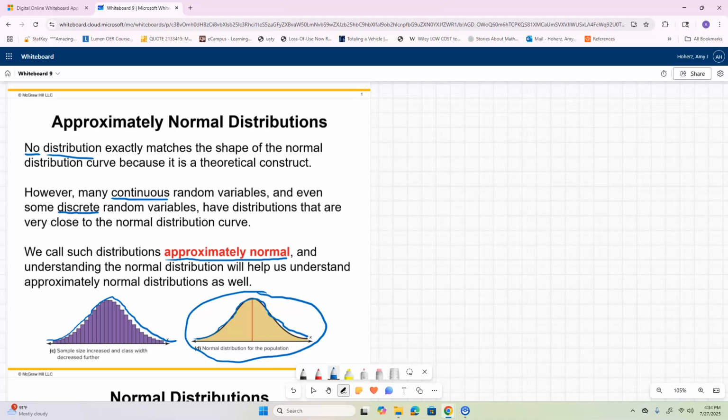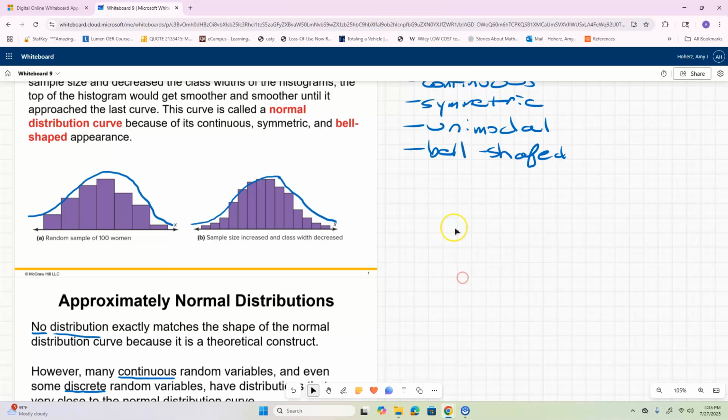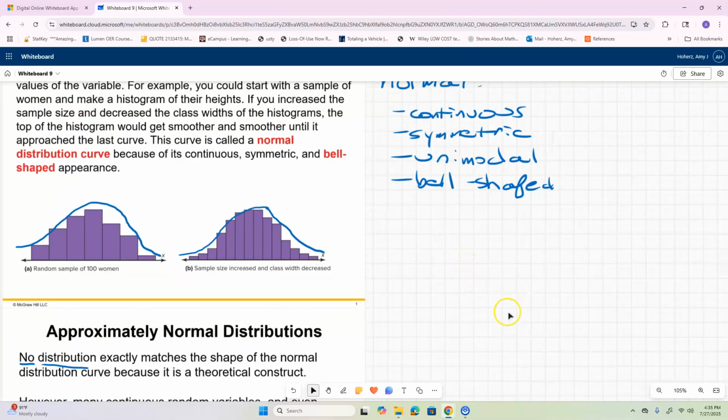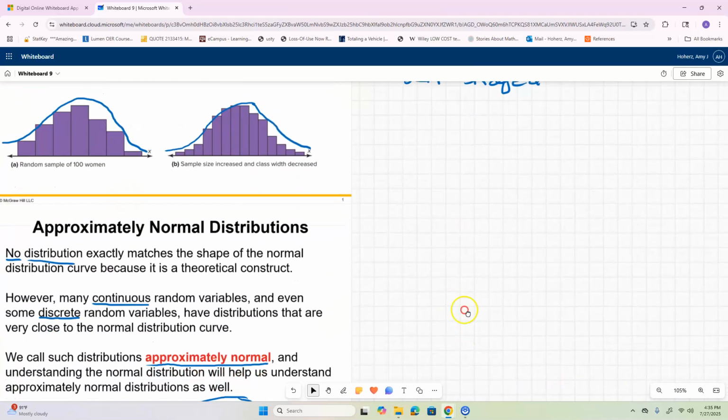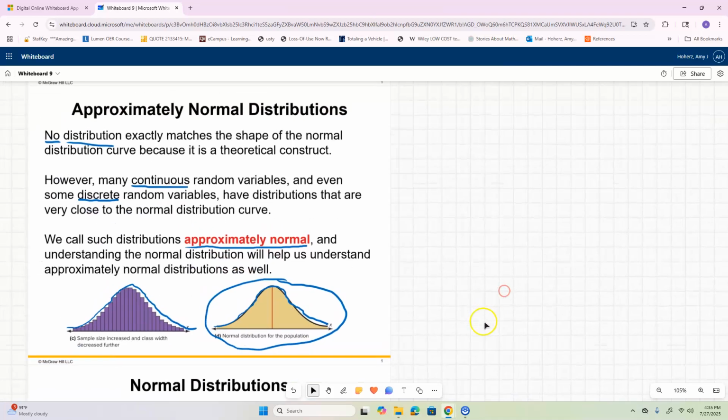It's unimodal, meaning it has a peak at one point and it doesn't have any other peaks. It's symmetric, meaning the left side looks the same as the right side. And what was the other thing? Missing something. Symmetric, unimodal, bell-shaped. So it's continuous, symmetric, unimodal, and bell-shaped. So that meets all those criteria.